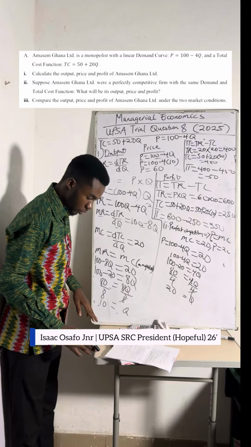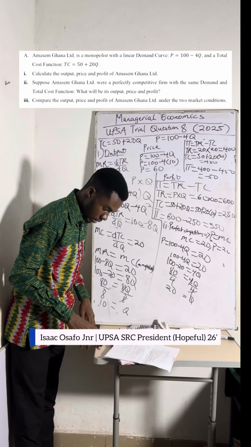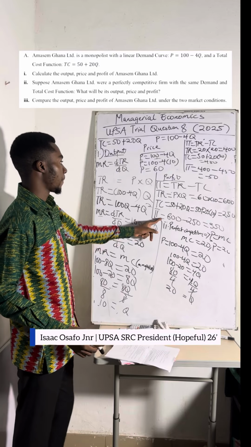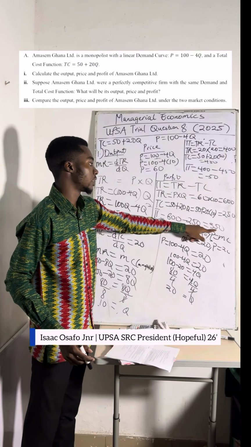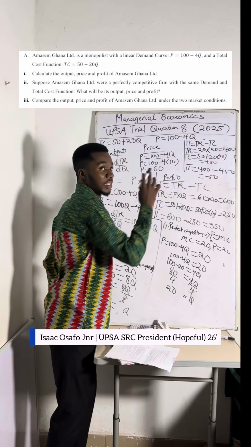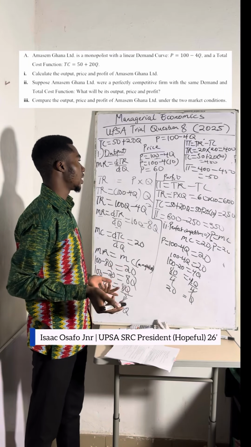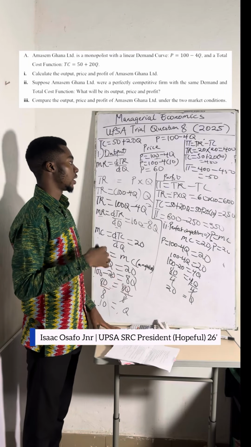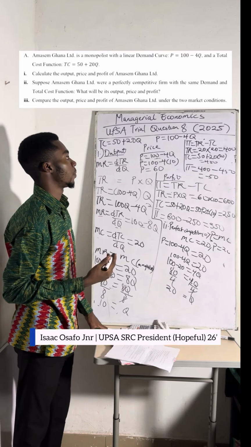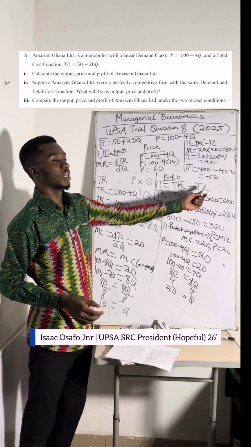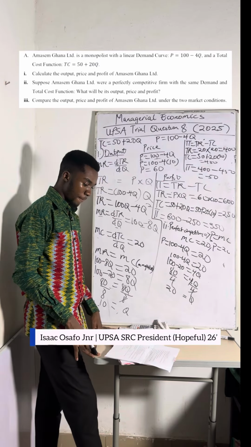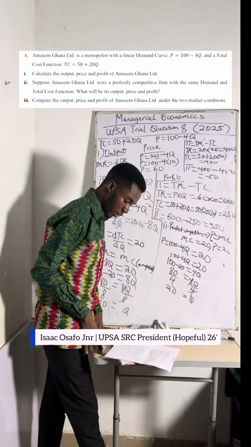Then the last one they say we should compare is what? The profits. So now the profit for the I, which was the monopolist, was 350. But for the II, which was the perfect competitor, was negative 50. That's a loss. Do you get it? So you can say that the monopolist was making a profit of 350 cedis, while the perfect competitor was making a loss of negative 50, or a loss of 50. You get it? All right. So that's for the A part of the question.